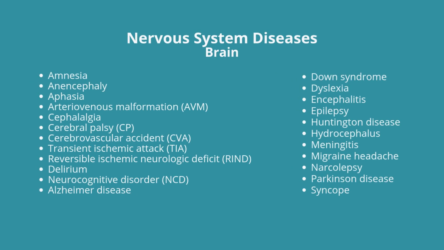Common nervous system diseases of the brain include amnesia, anencephaly, aphasia, arterial venous malformation, cephalalgia, cerebral palsy, cerebrovascular accident, transient ischemic attack, reversible ischemic neurologic deficit, delirium, neurocognitive disorder, Alzheimer's disease, Down syndrome, dyslexia, encephalitis, epilepsy, Huntington disease, hydrocephalus, meningitis, migraine headache, narcolepsy, Parkinson's disease, and syncope.